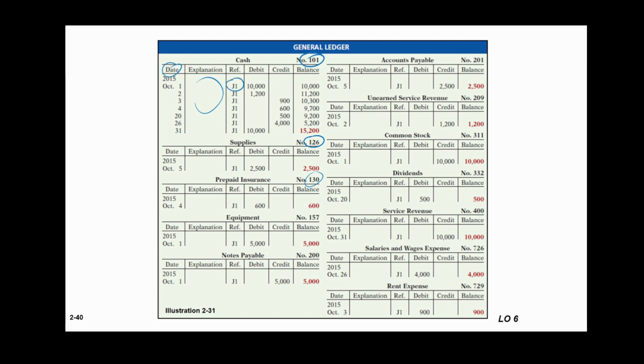This is the reference to the journal page. Then we have 3 columns for 3 amounts. We have the debit column, the credit column, and the balance, which is calculated after every transaction. So after every entry, you recalculate the balance. So you can say immediately that on, for example, October 20th, the balance was 9,200 in our cash account.